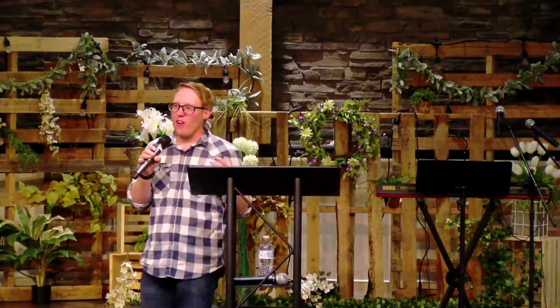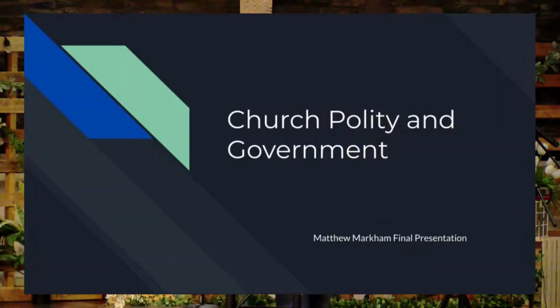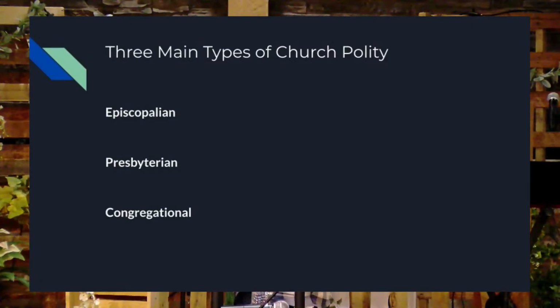Today we're going to learn a little bit about every Christian's favorite topic to learn about, and that is church polity and government. Some of you are like, why does that matter? Well, I want to talk today a little bit about why that matters. There are three main types of church polity or church government. The first style is called Episcopalian. The second style is called Presbyterian. And the final style that I'm going to be talking about is called Congregational.